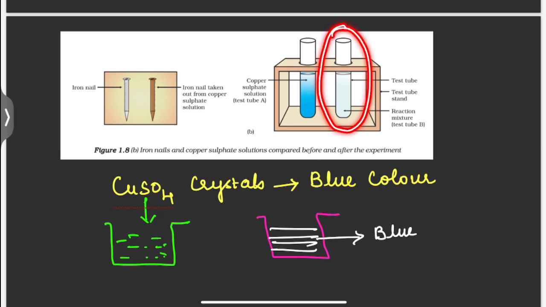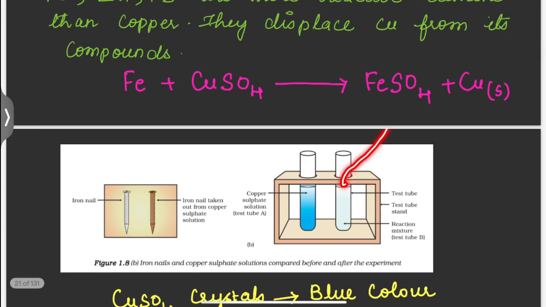After the reaction you can see it will be pale green in color. So this is pale green in color. So what is this solution now? This solution is nothing but iron sulfate. Can you see here? Iron sulfate.